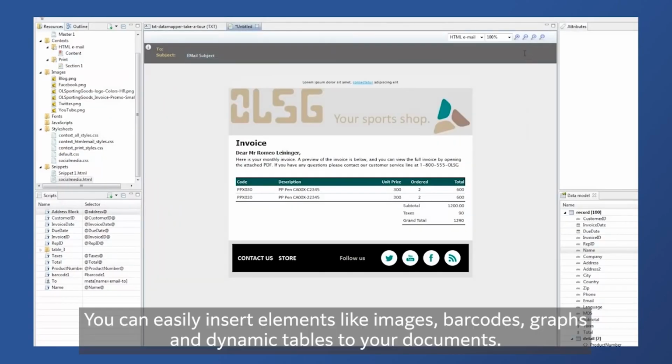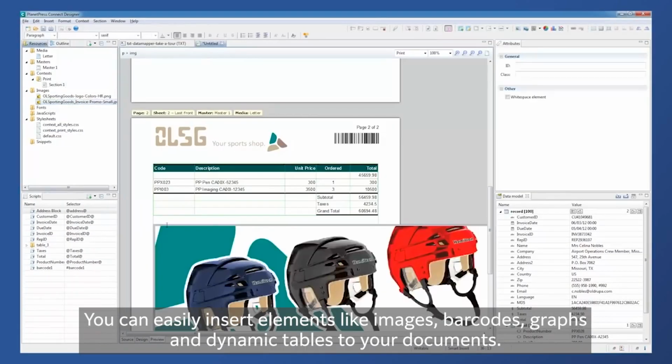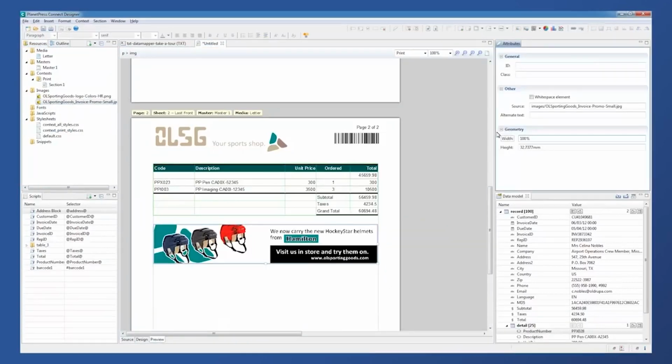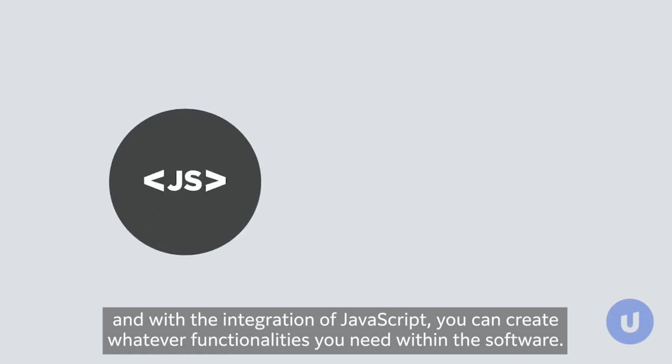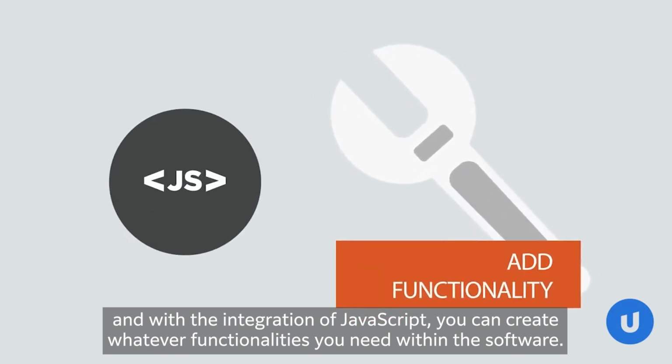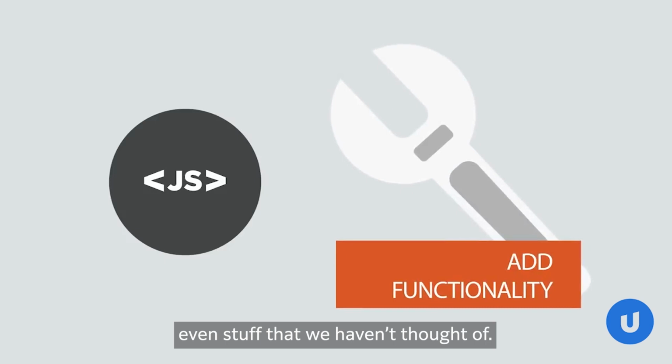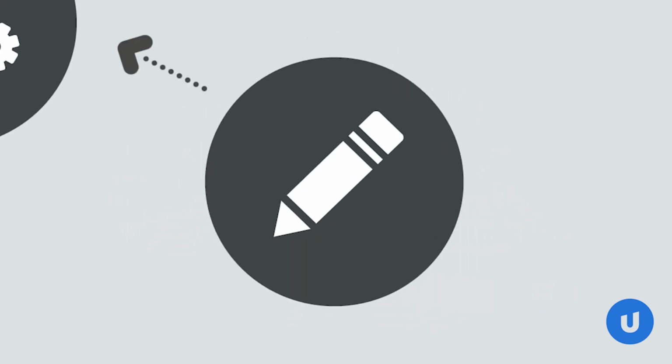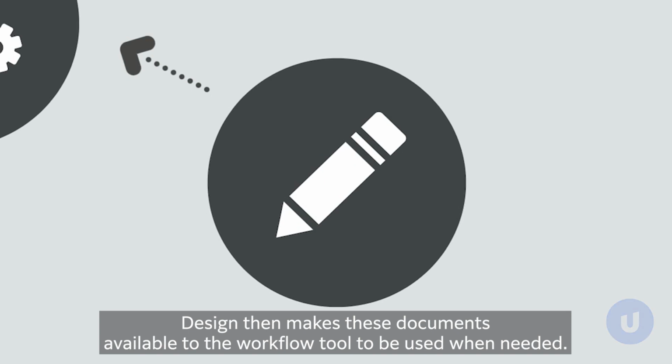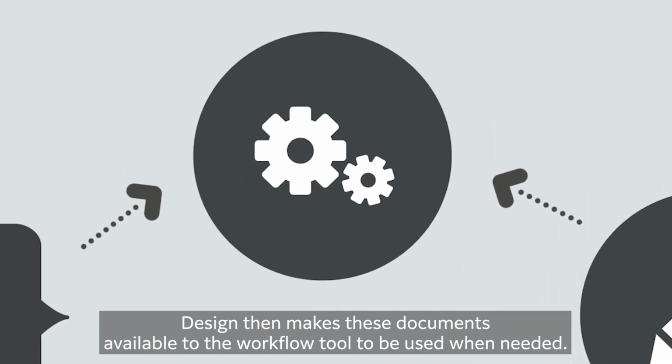You can easily insert elements like images, barcodes, graphs, and dynamic tables to your documents. And with the integration of JavaScript, you can create whatever functionalities you need within the software, even stuff that we haven't thought of. Design then makes these documents available to the workflow tool to be used when needed.